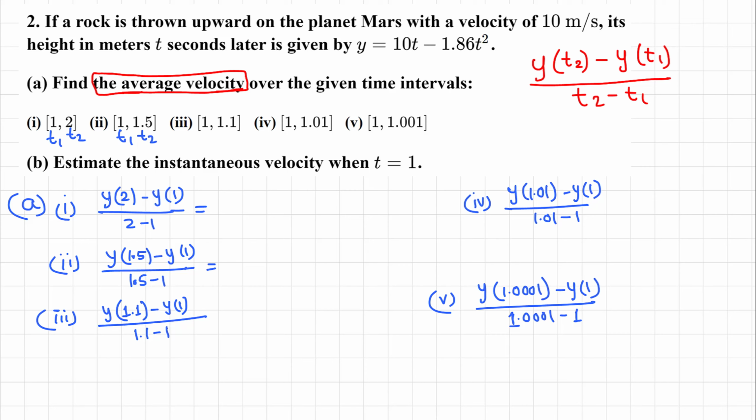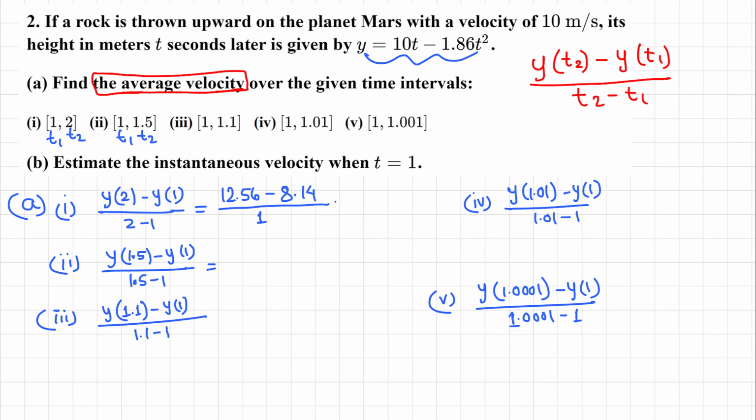Now we need to evaluate the height at 2. That means plug in t equals 2 here. So that's the y2. So we'll have, using calculator, 12.56 minus y1 means plug in 1 there. So we get 8.14. All over 2 minus 1 is 1. Look, this y1 are same in each case. So 8.14 will be same.